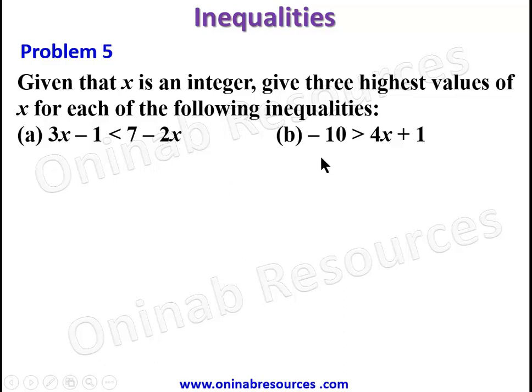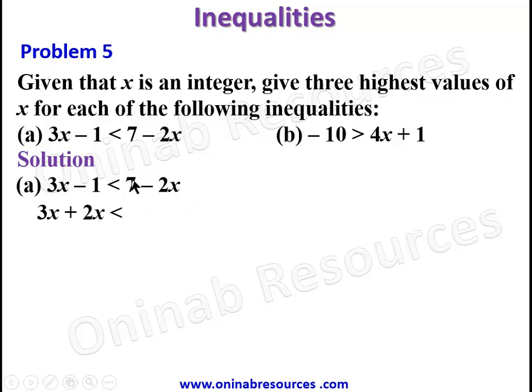In this case, we are going to look at the highest values of x. So in contrast with the least values of x we did in problem 4, starting the solution from a, we are going to collect the like terms, the terms with x on the left hand side and the constant term to the right hand side. So I have 3x, this is negative 2x, coming to this side it becomes positive 2x less than 7. The 7 will be kept on the right hand side. This negative 1 will be moved to the right hand side, it becomes plus 1. So 3x plus 2x gives 5x less than 8.